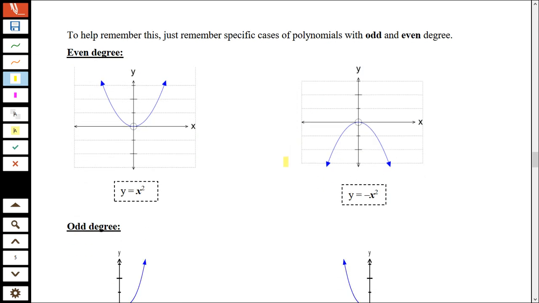Now, how do you remember all that sort of stuff? This is how I remember it. I just think of the most simple even degree polynomial I can think of, which is y equals x squared. And I think about this, that's got a positive leading coefficient of 1. So clearly it starts in the second and finishes in the first. And for a negative quadratic or negative parabola through the origin, this is the most simple one I can think of. You know how to draw those automatically. That begins in the third, finishes in the fourth. Okay, so that's how I remember the even degree cases.